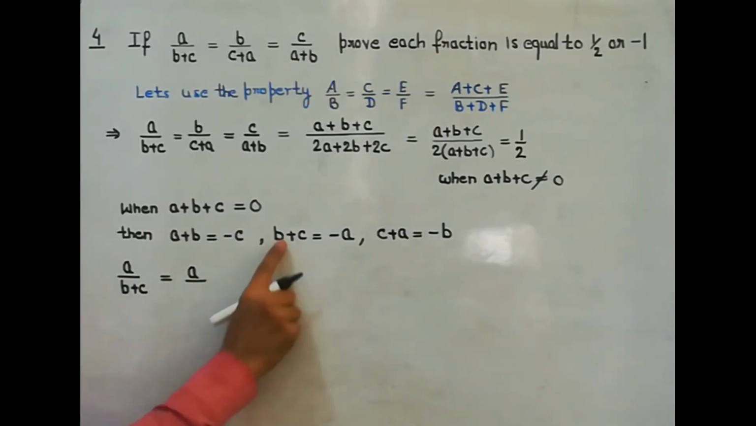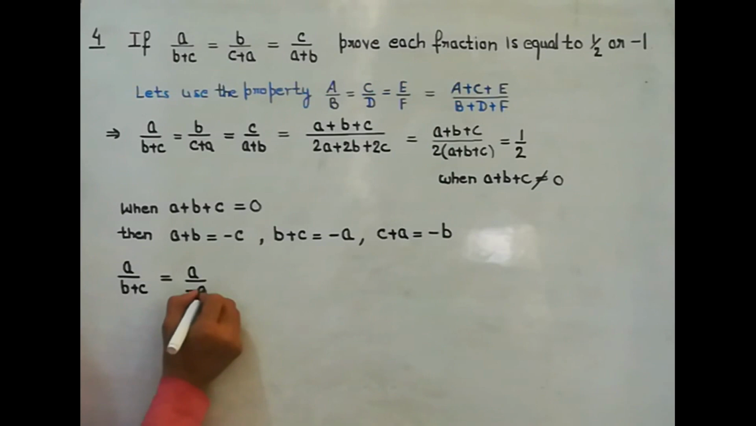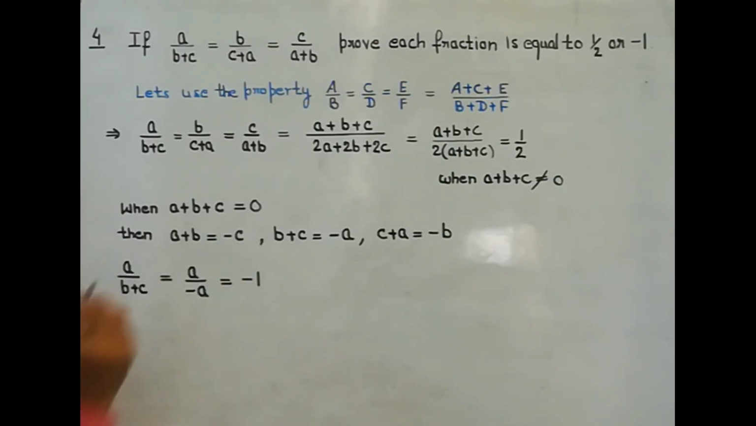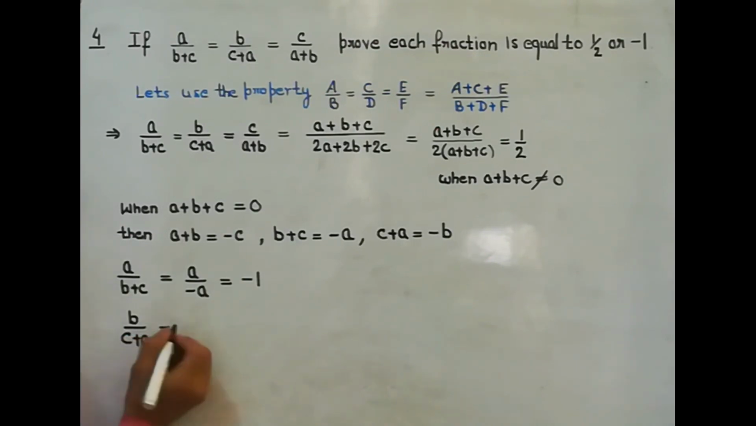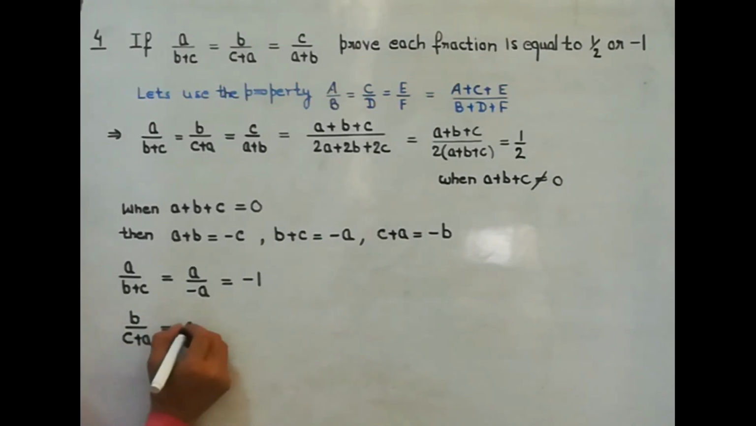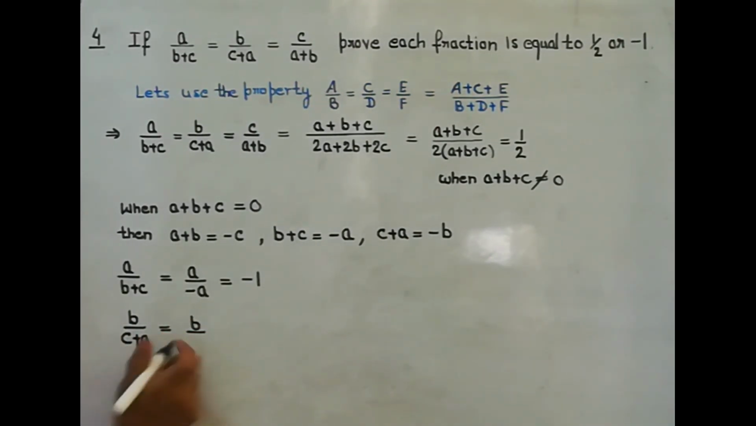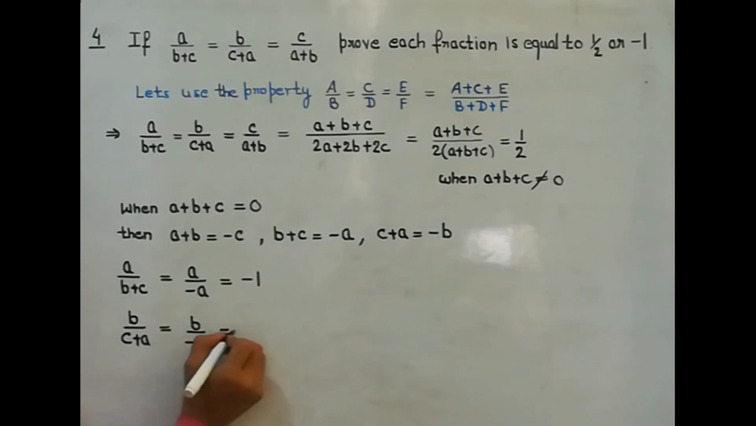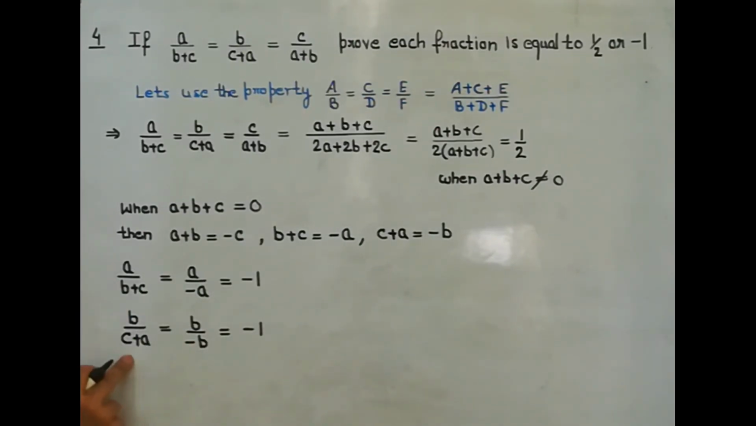See, b plus c can be replaced by minus a. So you are getting minus 1. So we have got the value of a upon b plus c is equal to minus 1. Consider the second one, b upon c plus a. Now in this one, c plus a can be replaced with minus b. So you are getting the second ratio is also equal to minus 1.